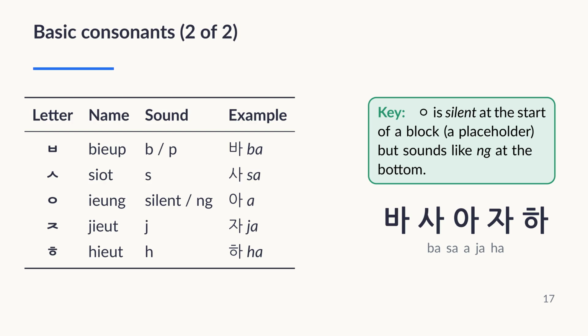The very same circle, when it sits at the bottom of a block as a final consonant, is pronounced ng, like the end of the English word sing. So it is silent on top, ng on the bottom. The fourth letter is jiut, the J sound as in jump, the example is ya. And the fifth is hiut, the H sound as in hat, the example is ha. Say the row with me, ba, sa, a, ya, ha. That circle that turns from silent to ng is one of the most useful things to remember in all of Hangul, so give it an extra repetition.